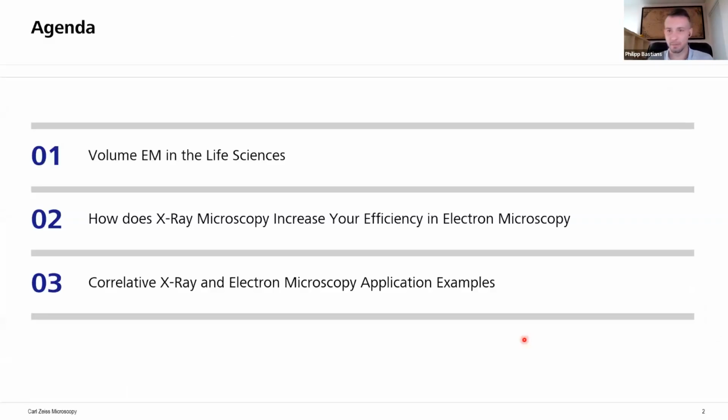All right, so I'll give a quick overview of volume electron microscopy in the life sciences. Next, I'll show you how these experiments can be done dramatically more efficiently using X-ray microscopy. And then I will show you a couple of application examples where we correlated X-ray and electron microscopy data sets to eventually, again, get to those data sets of interest.